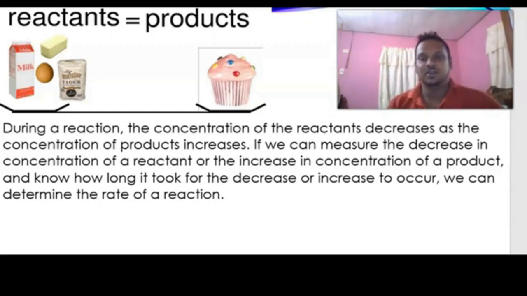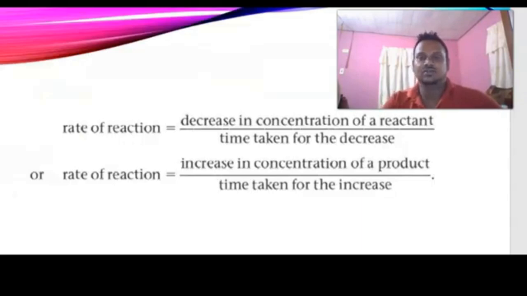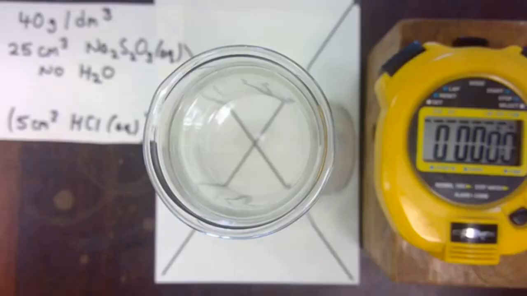Therefore, if we can measure the decrease in the concentration of the reactants or the increase in the concentration of the products, and know how long it takes for the decrease or increase to occur, we can determine the rate of a reaction. The formula we use is: the rate of the reaction is equal to the decrease in the concentration of the reactant over the time taken for the decrease, or it could also be the increase in the concentration of the product over the time taken for the increase.